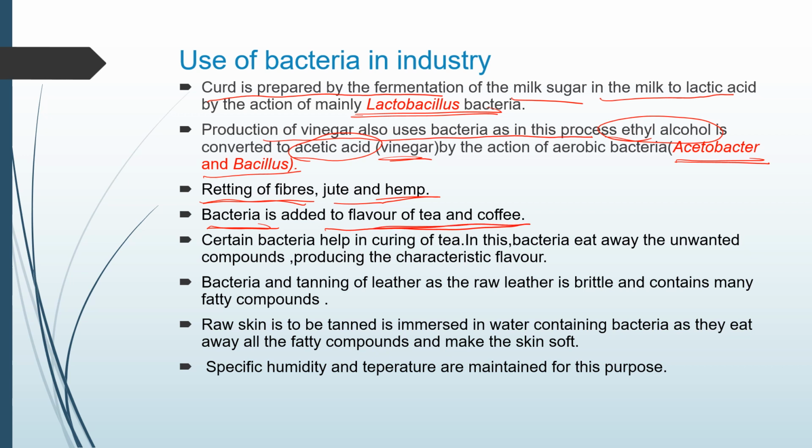How is this process done? This is called the curing of tea. So what is curing of tea? In this process, bacteria eat away the unwanted compounds and produce the characteristic flavor. Whatever unpleasant or unwanted compound is present in tea is eaten away by the bacteria which are added to the tea, and it produces a characteristic flavor. So we get the actual flavor of the tea or coffee which we want, which is the ideal flavor.